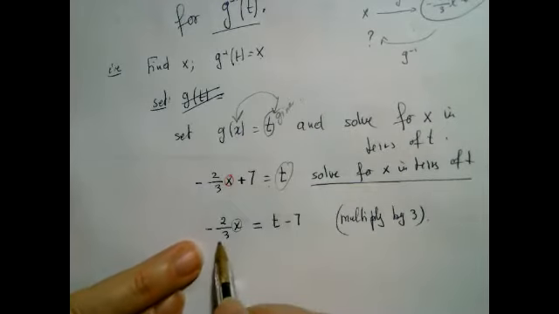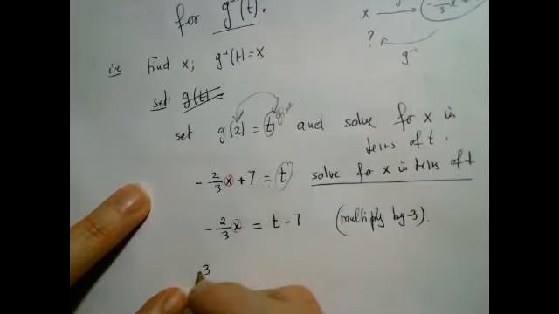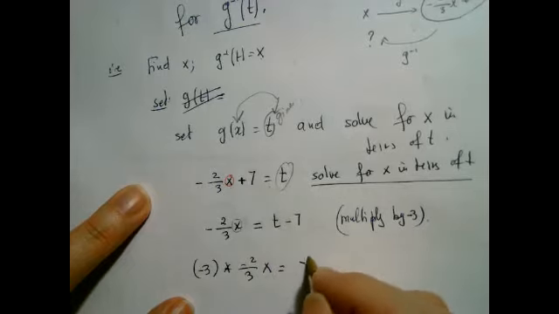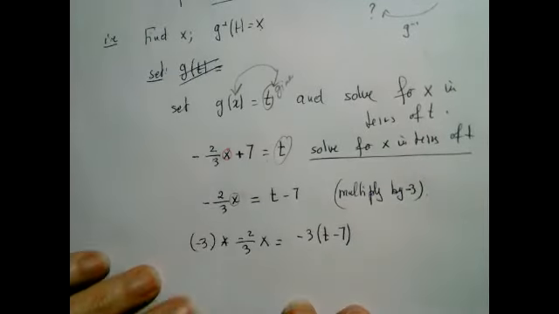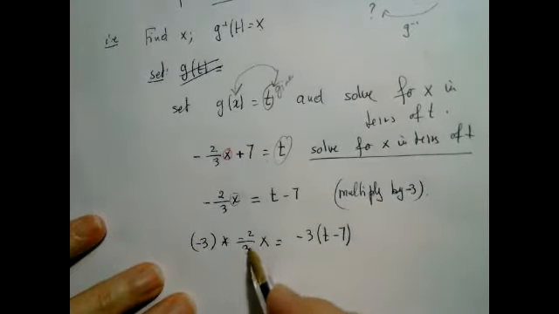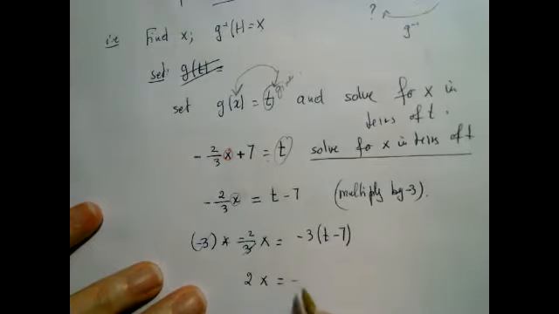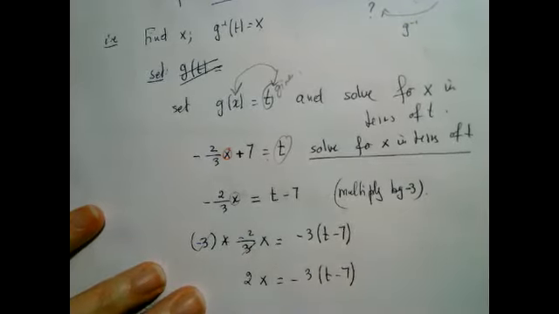Okay? Why? Because I get rid of the 3. So I will have 3, just multiply by minus 3, which is easier. I will have minus 3 times minus 2 over 3x is minus 3 times T minus 7. The benefit of doing this is that the 3 and the 3 will cancel out. Minus minus would leave me with 2x equal this. Okay, so I'm making the problem simpler.